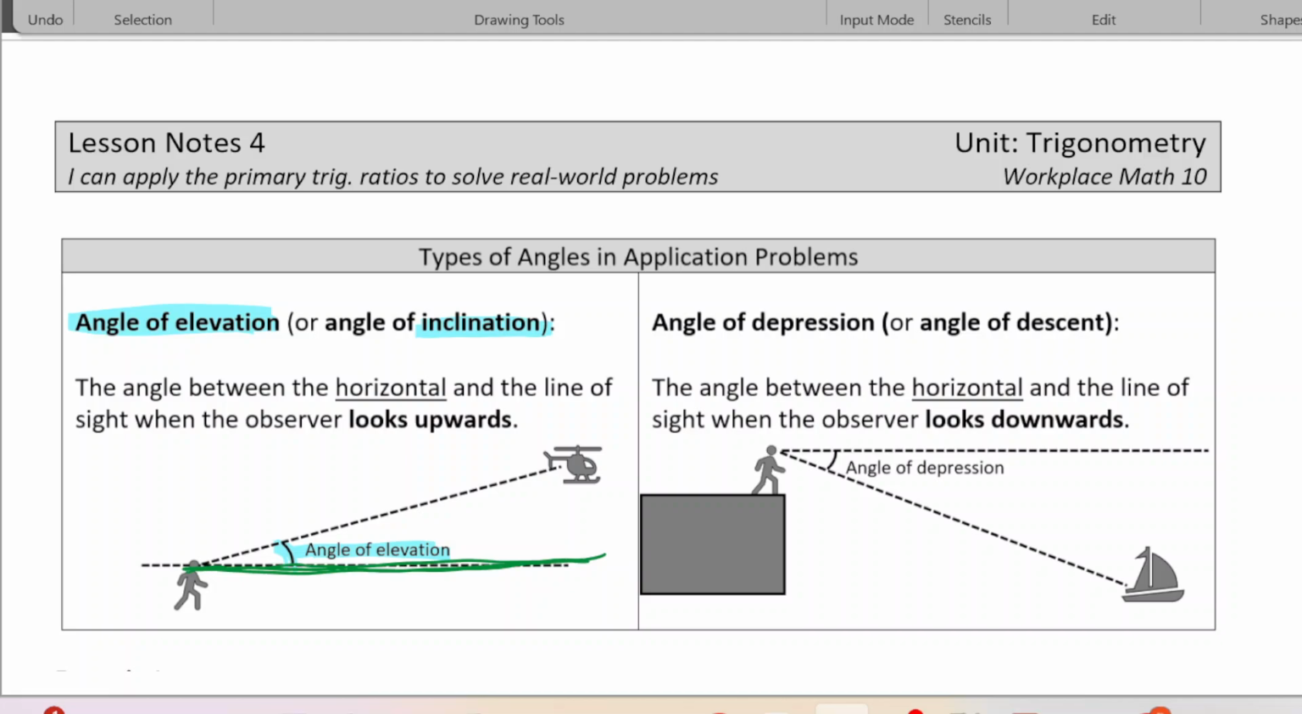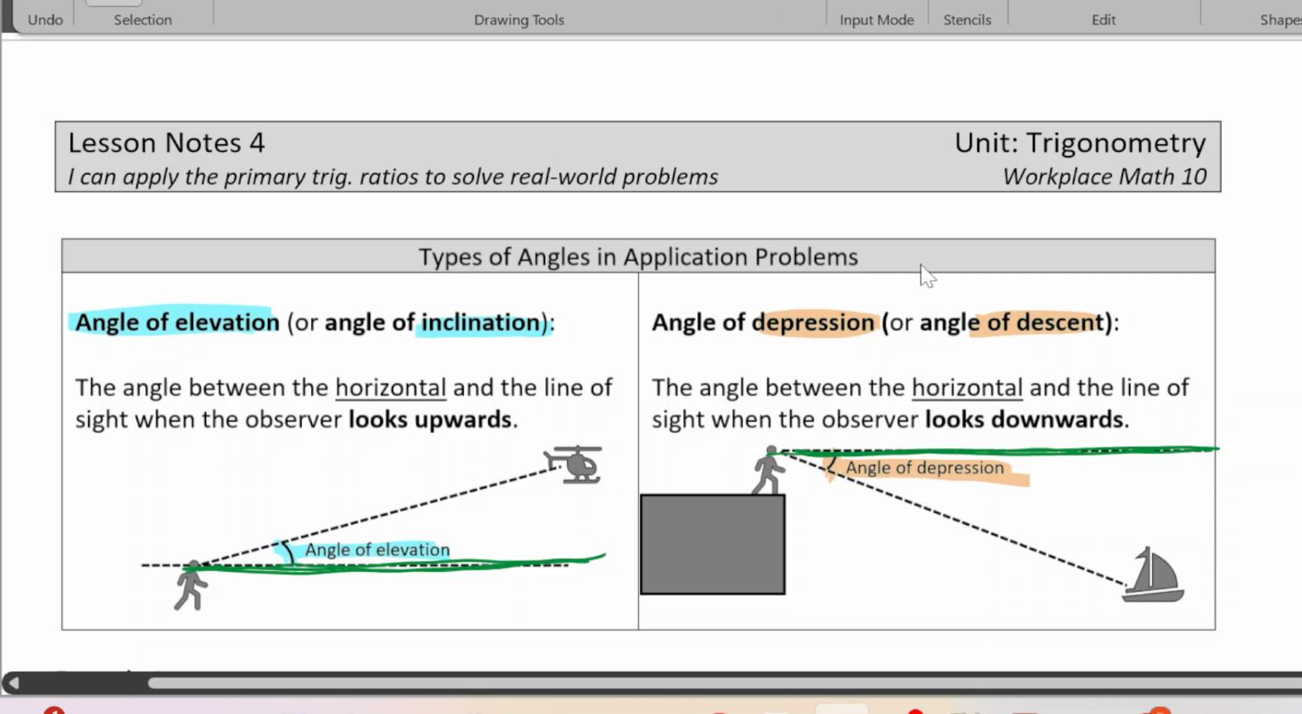Angle of depression is the other direction, or angle of descent, sometimes it's called. Imagine yourself looking straight ahead and then you turn your gaze down to look at something, so maybe looking at a ship if you're standing on a cliff. The angle your head moves downwards to look down at something is called the angle of depression. So we have the angle of elevation and the angle of depression. The one way in which those 2 angles are the same is they're always next to the horizontal line. It's just one's moving upwards, one's moving downwards.